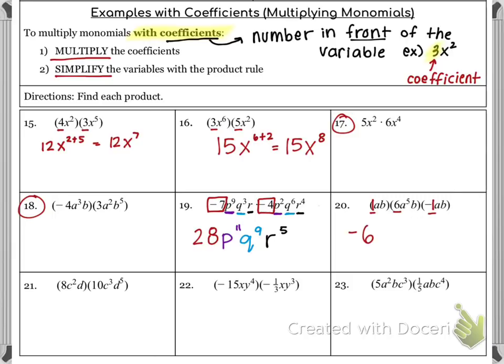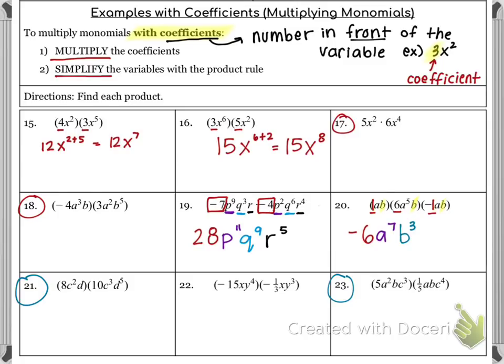Then let's look at our A's. We have an A to the 5th, and we have another A. So 1 plus 5 plus 1 is 7. Now let's look at our B's. So we have 1 B here, another B, and another B, so we have 3 B's total. So B to the 3rd. Okay, I want you guys to try 21 and 23, and we'll do 22 together.